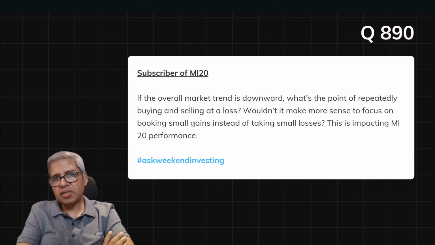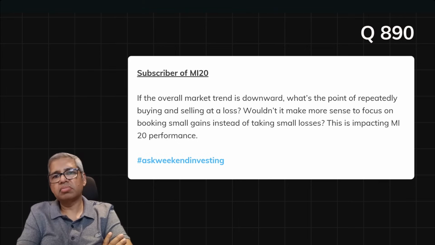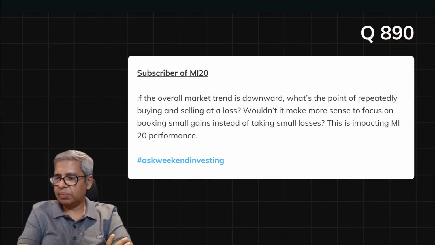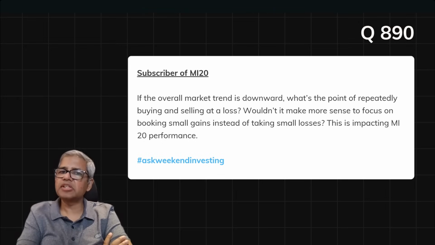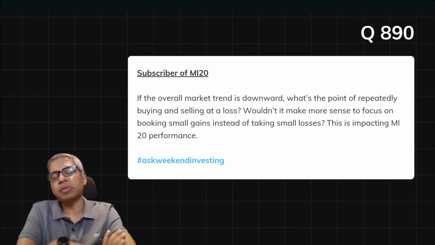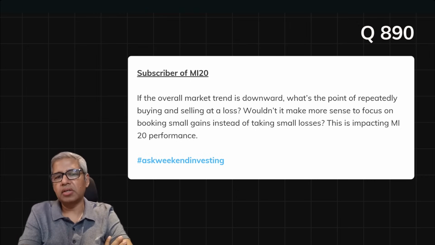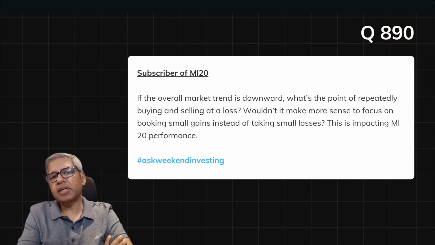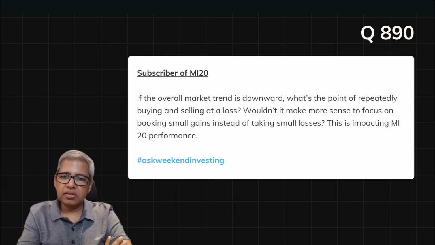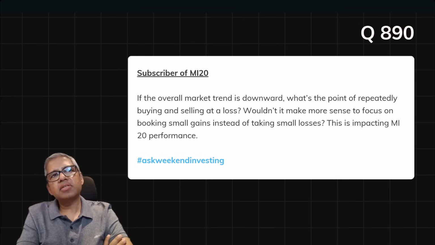So, yes, in the downtrend, you will see a lot of trades that are repeatedly buying or selling at a loss. But you have to understand the entire picture. The entire picture is not the last 6 months or 1 year. The entire picture is a 5 to 7 year period. Over a 5 to 7 year period, has MI20 done well? You have to check that.